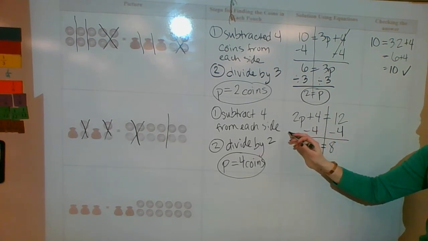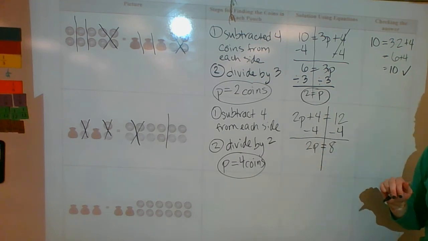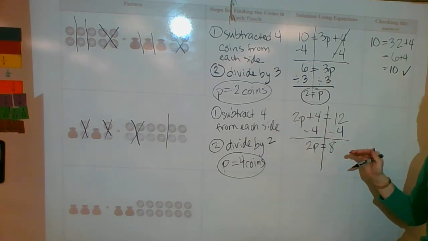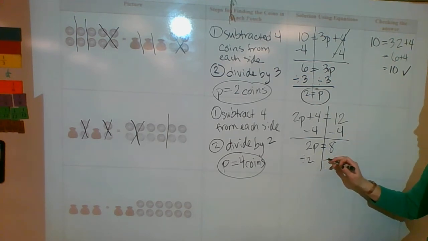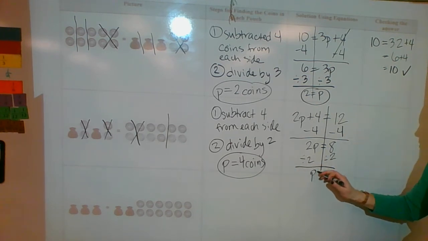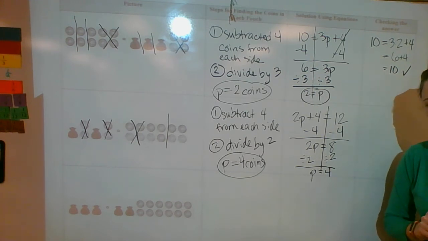So please don't write minus 4 and then divide by 2 in that same line. I did 2 separate steps, so I need to do the same thing here. I'm going to minus 4 from both sides, and then I divide by 2 as a different step. So my pouch is worth 4.